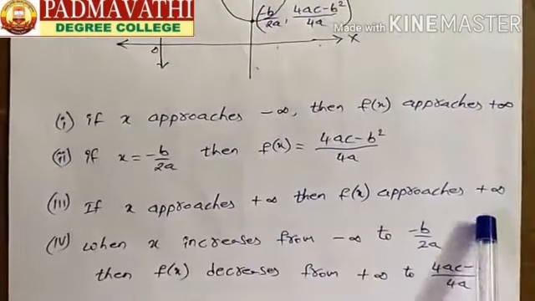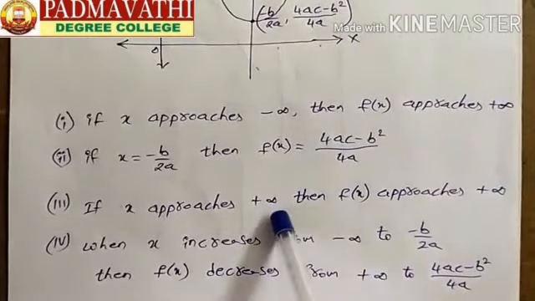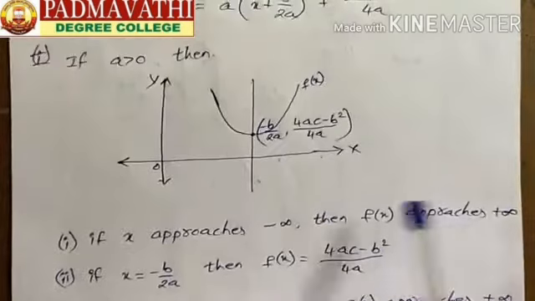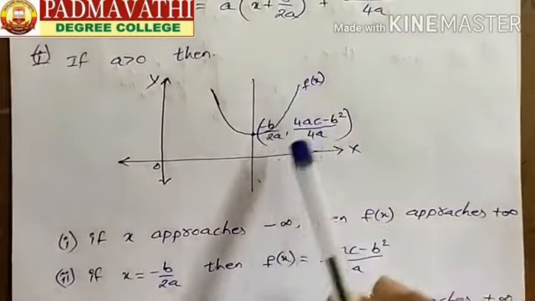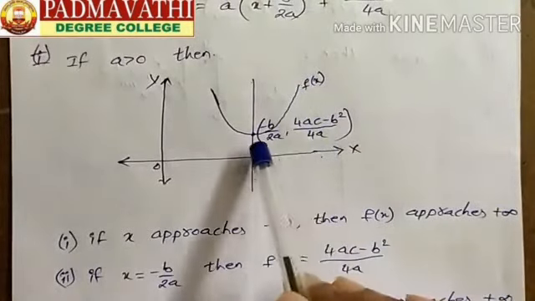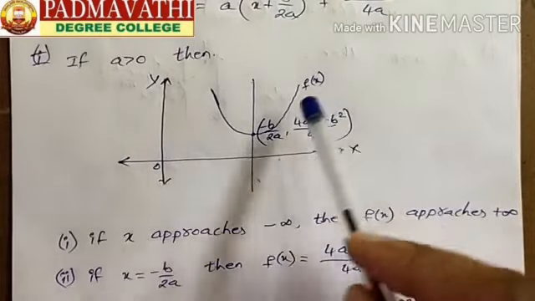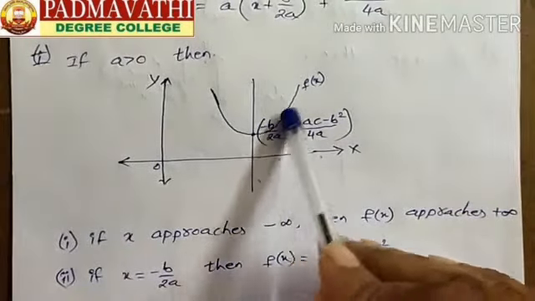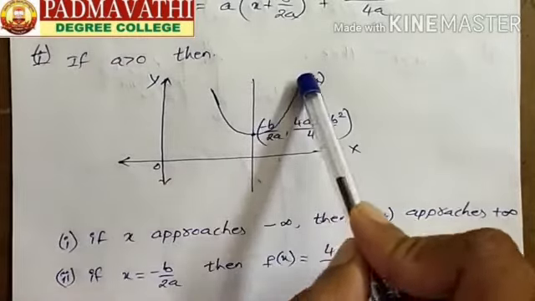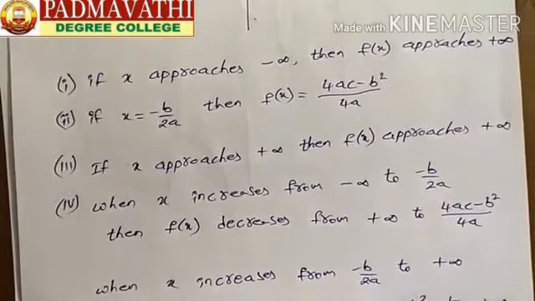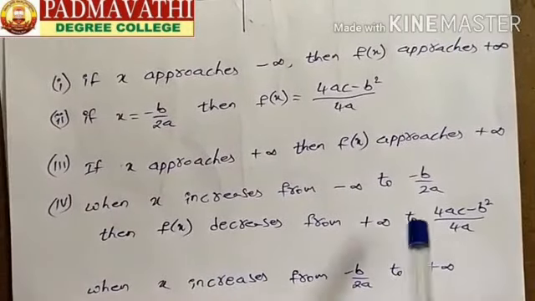And x is increasing from minus b by 2a to positive infinity. So if x approaches plus infinity, then f of x approaches plus infinity. Means in the graph we can observe that from here to here, when x is approaching plus infinity from this minus b by 2a, f of x also approaches plus infinity. So this is the third point.